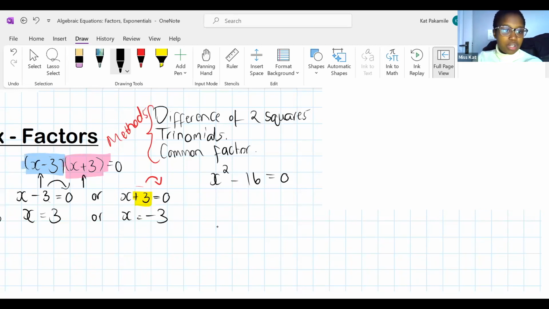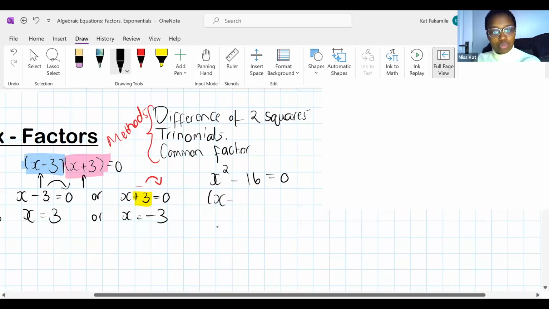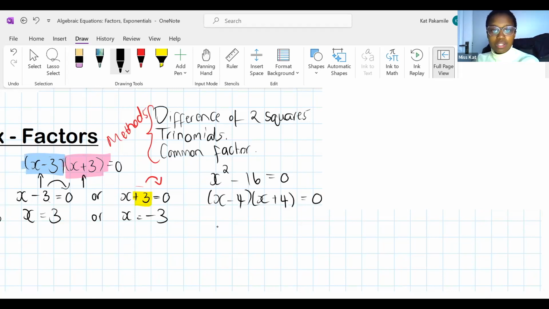Kazi, check carefully. Okay, one bracket has to be a positive and one a negative. So this will be x minus 4 and x plus 4 equals 0. So now we have done step 1, which is factorize. Now we have to split them. How do I split them? I say either x minus 4 equals 0 or x plus 4 is equal to 0. So we have split them. Are we with me? And then the last step is solve.